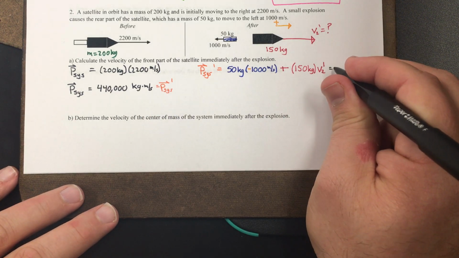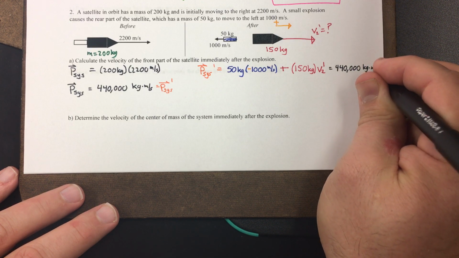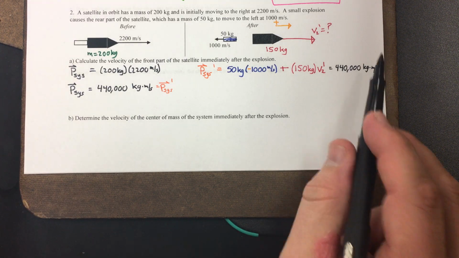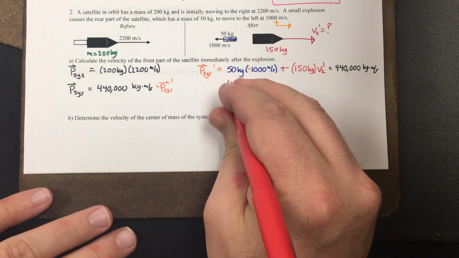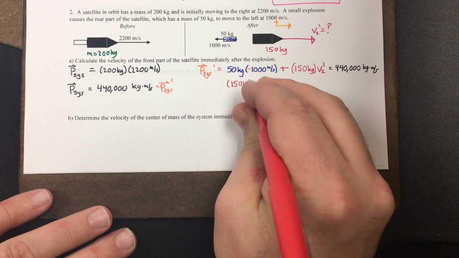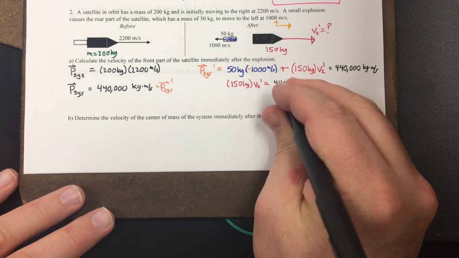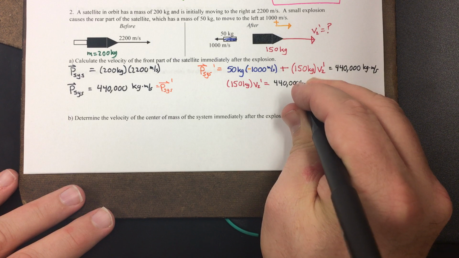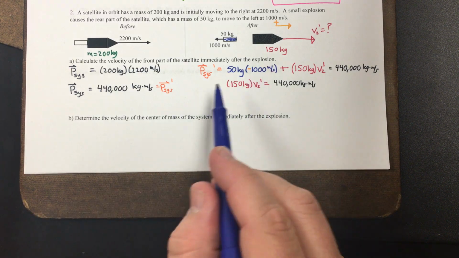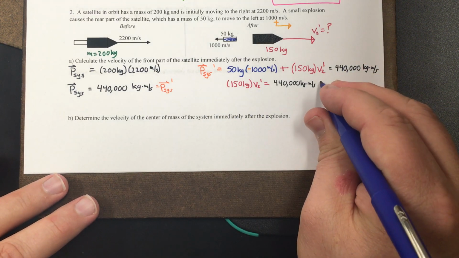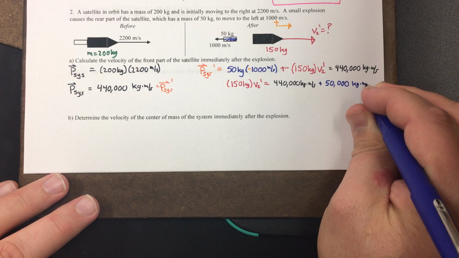And then again, the momentum of the system is 440,000 Marics. So that's the number that doesn't change, the momentum of the whole system together. All right, so doing a little bit of algebra. 150 kilograms times V2 prime equals 440,000 Marics. And I'm just going to add all the stuff in blue to both sides. So if you do 50 times 1,000, you get like 50,000. So I'm going to do plus 50,000 Marics.